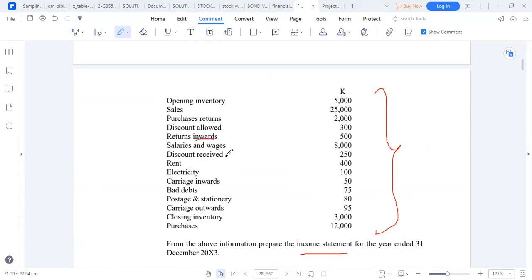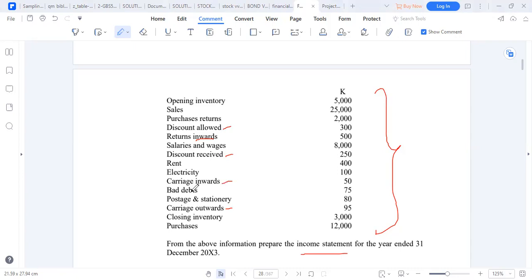So we know that there's discount received, which is a gain, and there's discount allowed, which is an expense. We know there's carriage inwards. We also have carriage outwards, the selling expense. Carriage inwards is an additional direct expense, which is attached to the purchases. So we add this one to the purchases.